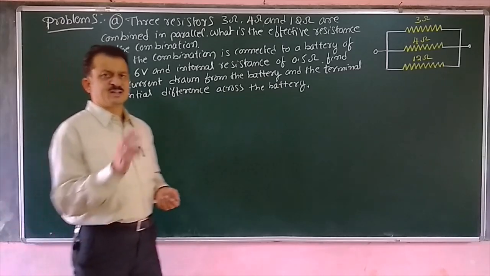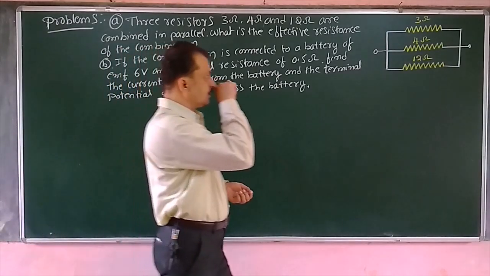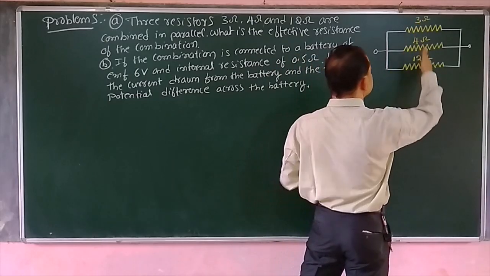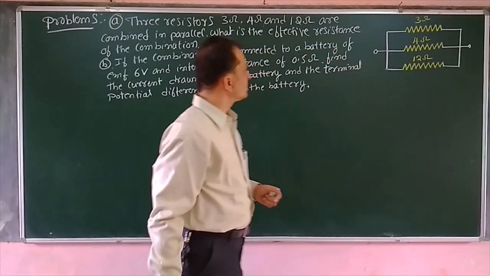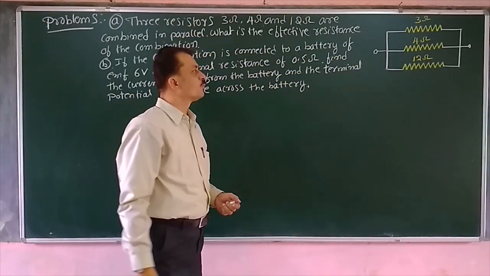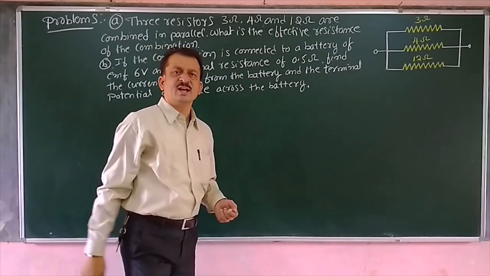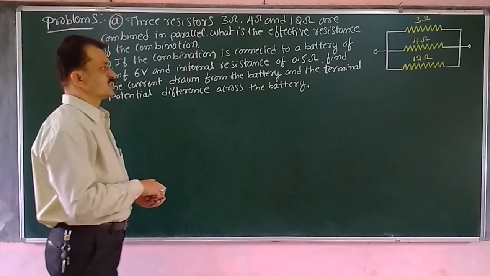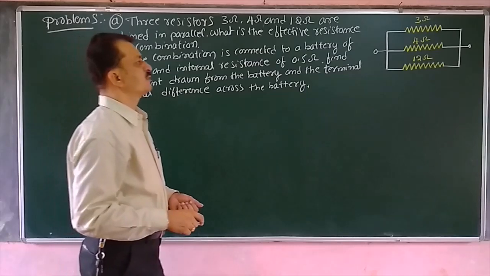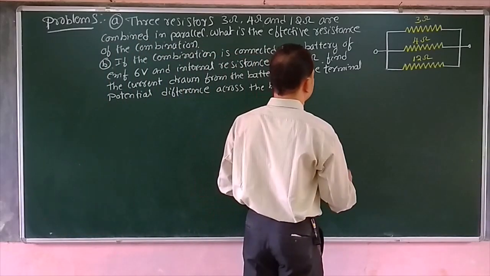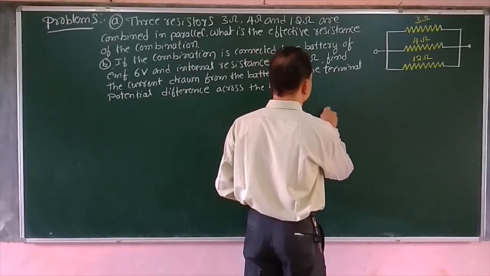In this problem, we are having two parts. The first part is as shown in the diagram. The three resistors are connected in parallel, 3 ohm, 4 ohm, 12 ohm. First, you have to calculate their effective resistance. That is what we have to calculate. Okay, we'll start here itself.